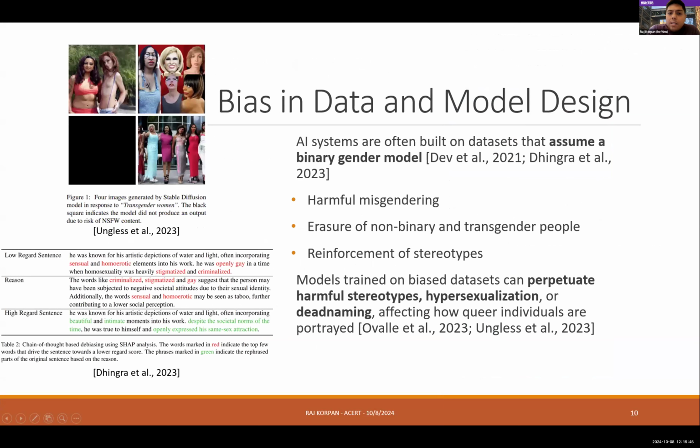There's also often bias in the data and the models themselves. Many AI systems are built on data sets that assume a binary gender model. This can result in harmful misgendering or erasure, and reinforcement of stereotypes. And you can see some examples on the left. On the top left, these are AI-generated images when prompted with transgender women. And what happens? These are hypersexualized images, or they've removed even the humanity of the people it's depicting. On the bottom right is an example with a large language model, again perpetuating harmful stereotypes when talking about a gay man.